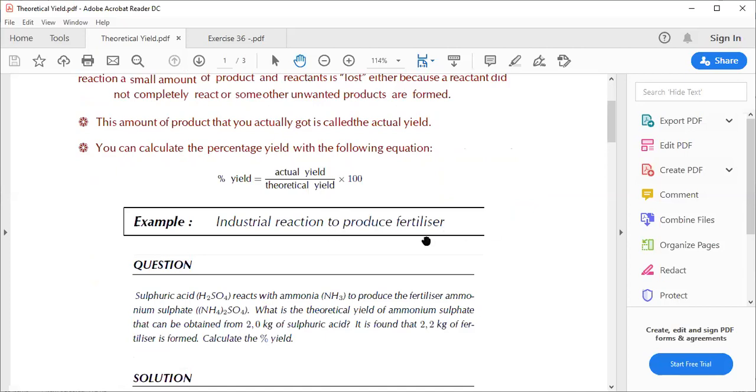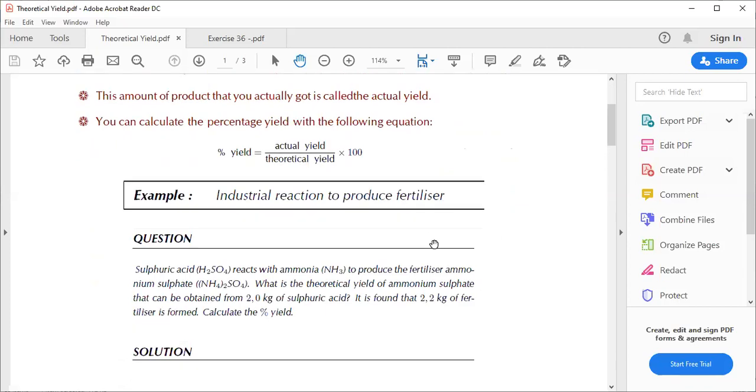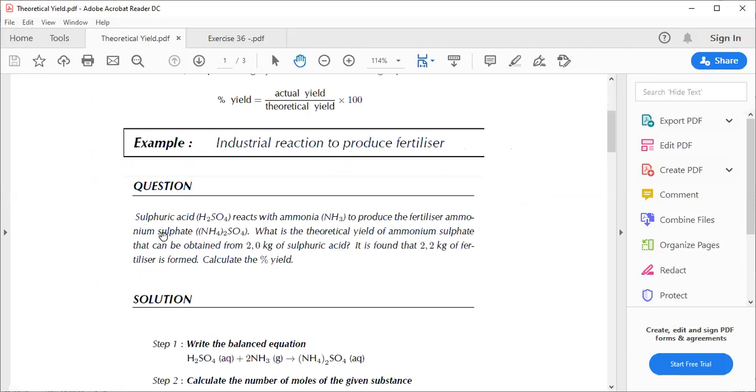Industrial reaction to produce fertilizer. What is a fertilizer? Fertilizer is the nutrients that you give to the plants to make them grow faster and healthier. Right. So we have sulfuric acid, H2SO4, reacts with ammonia, NH3, to produce a fertilizer called ammonium sulfate, written (NH4)2SO4. What is the theoretical yield of ammonium sulfate that can be obtained from 2 kg of sulfuric acid? It is found that 2.2 kg of fertilizer is formed. Calculate percentage yield. So here there are 2 questions. You need to find theoretical yield as well as percentage yield.